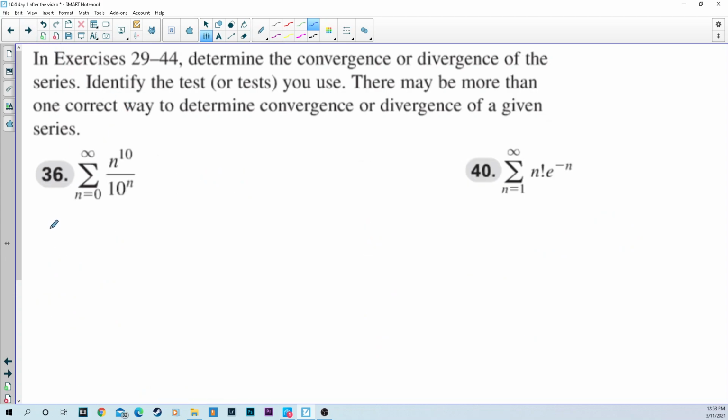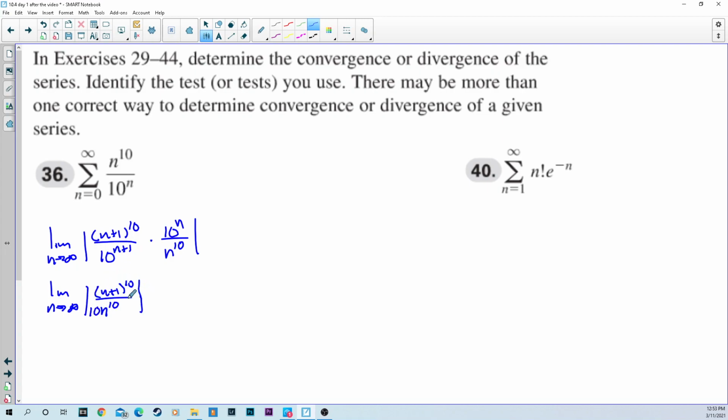Determine, same thing. Yeah, much faster. Limit as n approaches infinity, absolute value of (n plus 1) to the 10th over 10 to the n plus 1, then times 10 to the nth over n to the 10th. So now there's not much you can do with those. So that is n plus 1 to the 10th over n to the 10th. There's an extra 10 in the denominator.